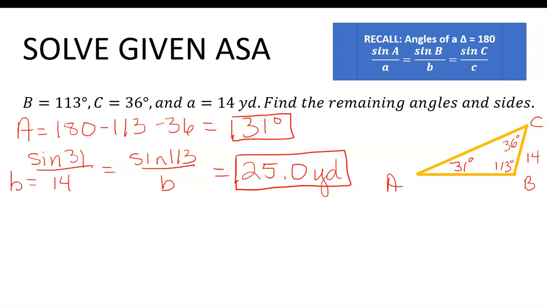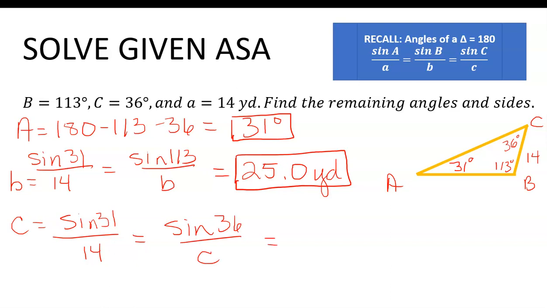Okay, so now the thing we have left is lowercase c. So I'm going to use the same proportion for A, since that's the one that I already know. And then I'm going to set it up for C. So sine of C, C gave us 36. We don't know c, and you will throw that all in your calculator, and you will get that c is 16.0 yards.